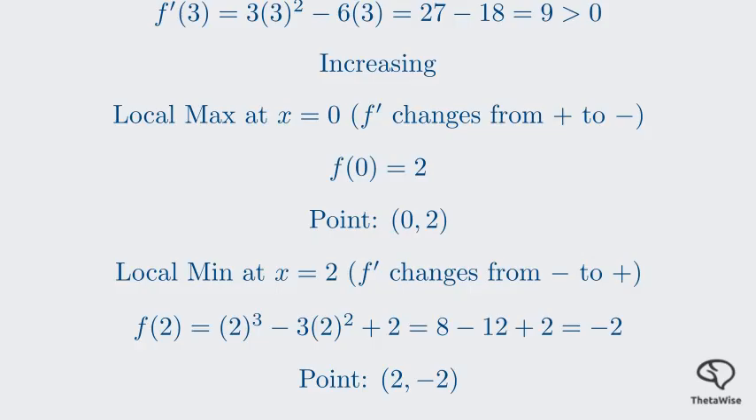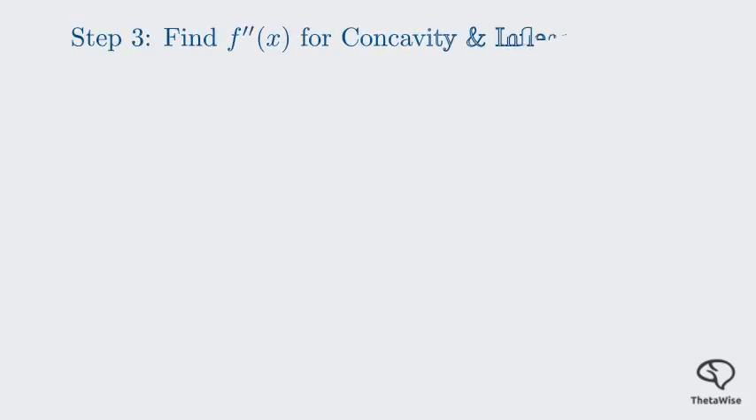We've now successfully used the first derivative to find where the function is increasing and decreasing, and to locate its local extrema. Let's move on to our third step, using the second derivative. Our objective here is to find where the function is concave up or concave down, and to locate any inflection points. We'll use the second derivative, f double prime of x, to find intervals of concavity and inflection points.